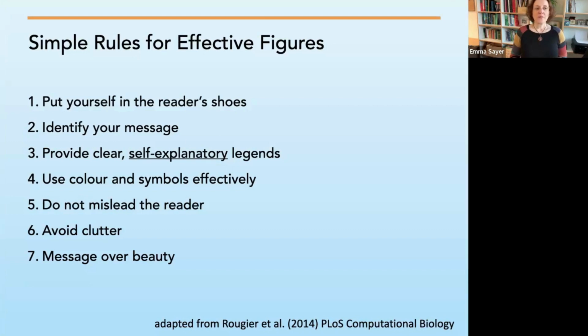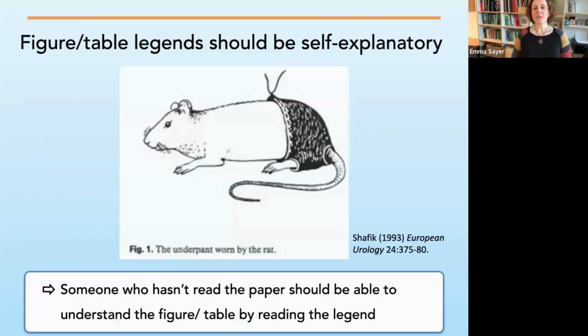Now, figure and table legends should be self-explanatory. And that basically means that somebody who hasn't read the paper should be able to understand the figure or the table just by reading the legend. This is quite important because often a lot of readers will skip a lot of the results section. They will look at the figures first. And if they haven't read the results section or the method section of the paper, they still need to be able to understand what they can see in the figures and the tables.